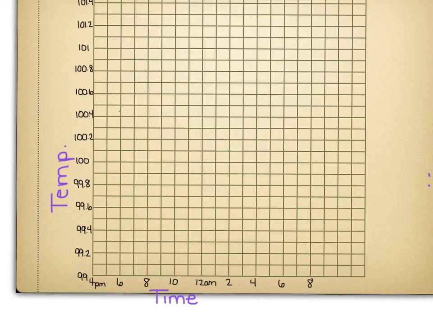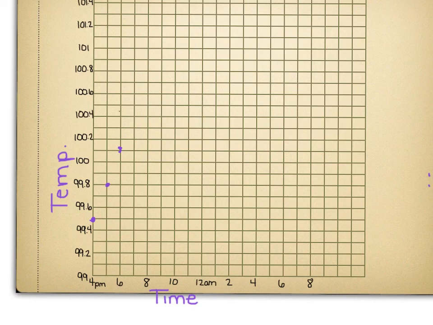And let's take a look at what the problem says. The problem says Al's temperature at 4 p.m. was 99.5. So I'm going to start at 4 p.m., 99.5 would be right there. It rose at a steady rate of 0.3 degrees per hour for 6 hours. So by 5 o'clock, it had gone up 0.3. 1, 2, 3. I'm going to put another point there. Another hour, it went up 1, 2, 3. Point goes right there. And I'm going to do that for 6 hours.